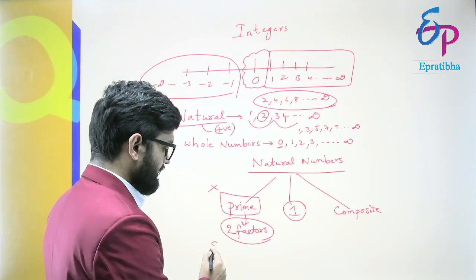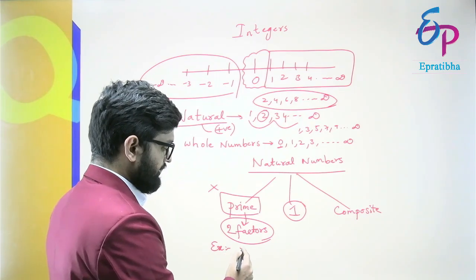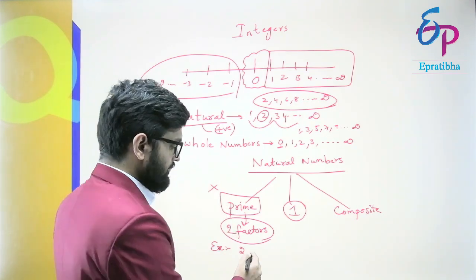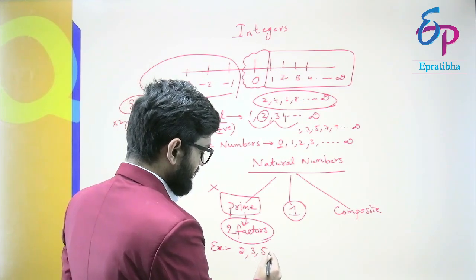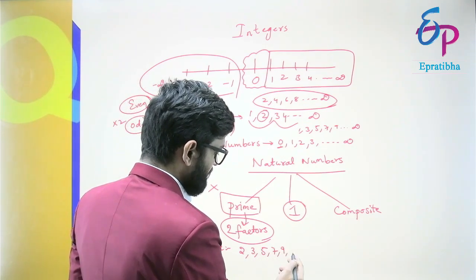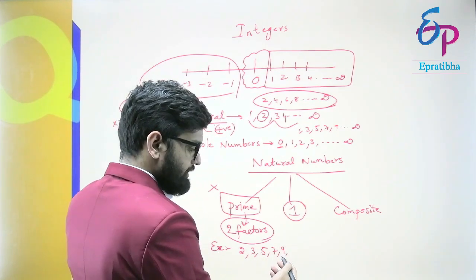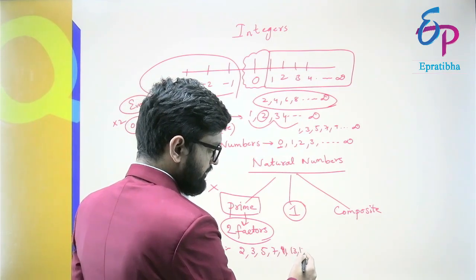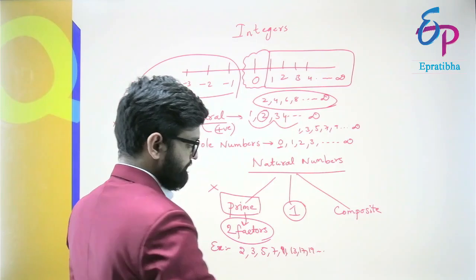If I take any examples, the first prime number is 2, that is the only even prime number. 2, 3, 5, 7, 9. So 9 will not come. 9 has more factors, right? Then 11, 13, 17, 19, and so on.